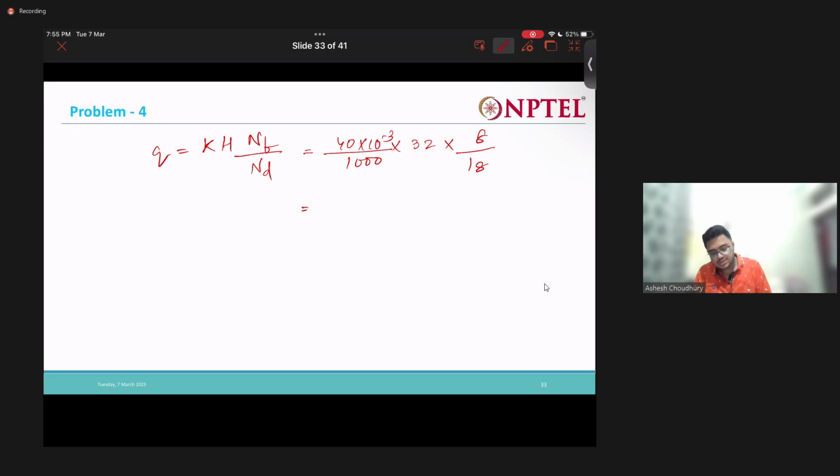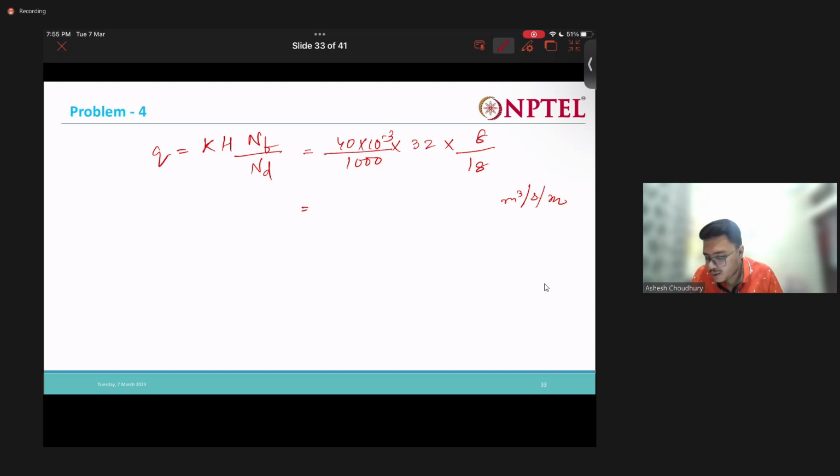So if we do this, the answer will come in meter cube per second, per meter length of the structure. Per meter is in the out of plane direction, meaning perpendicular to the screen we are considering 1 meter. So per meter length, this much meter cube of flow will be happening per second.